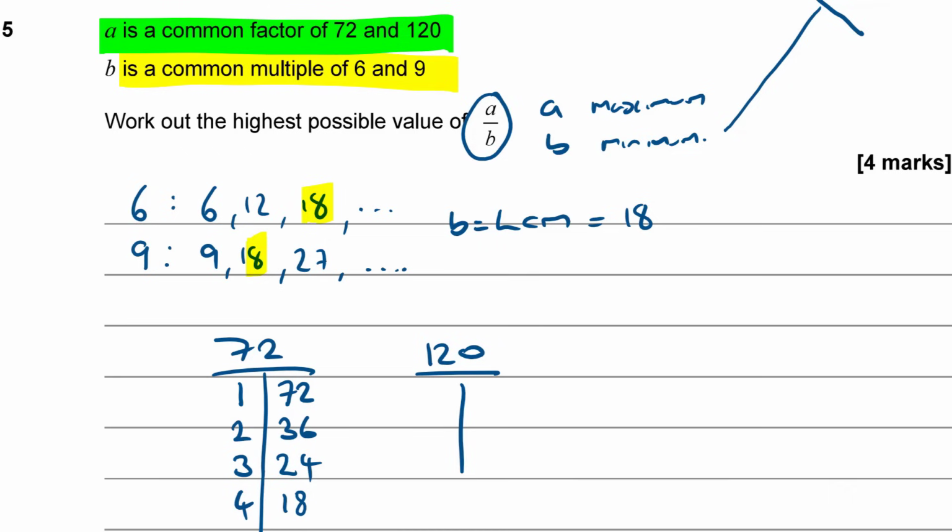What about 120? We're going to have so many. So I've got 1 and 120. 2 and 60. 3 goes with 40.